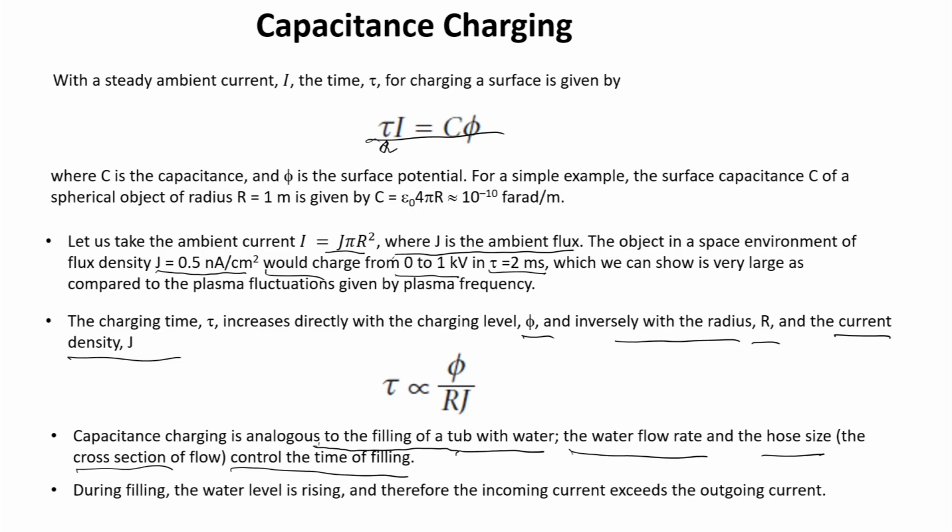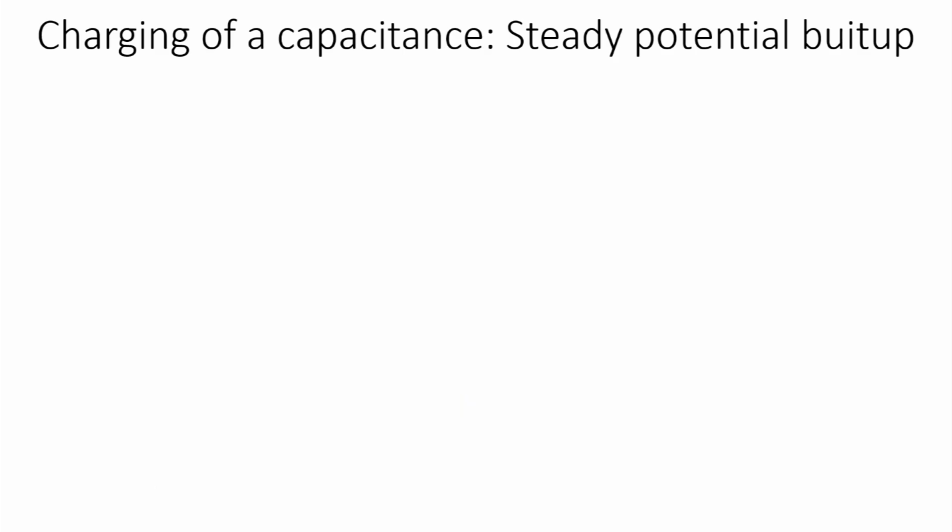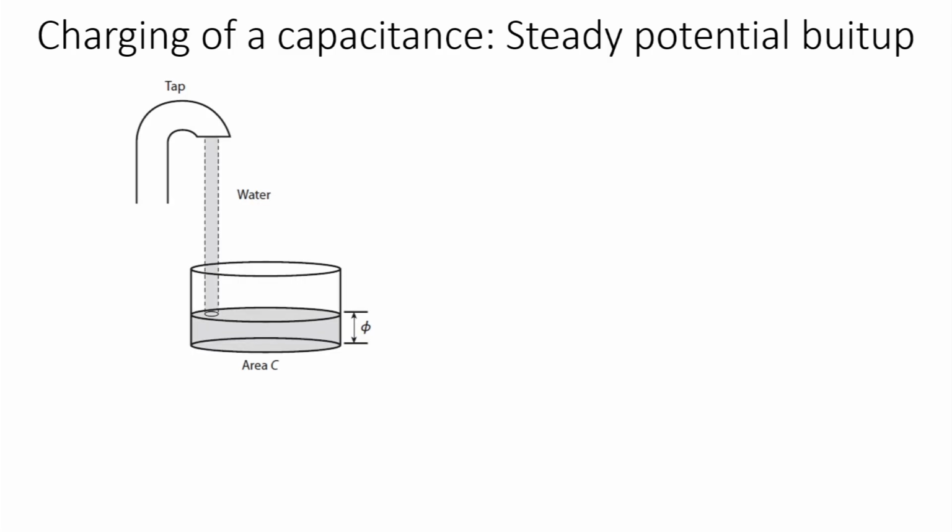So, during filling the water level will rise, therefore, incoming current exceeds the outgoing current. It will be clear when we explain the cartoon we used in the next slide. So, how the steady potential is built up, we will explain. Consider here a tub and we are filling the water from a tap. This water you can consider as the plasma flux or current, and you can consider the area of this tub as C, and its level, that is the height, as phi.